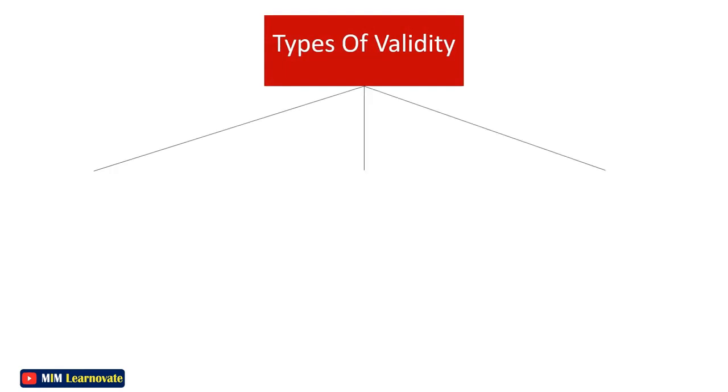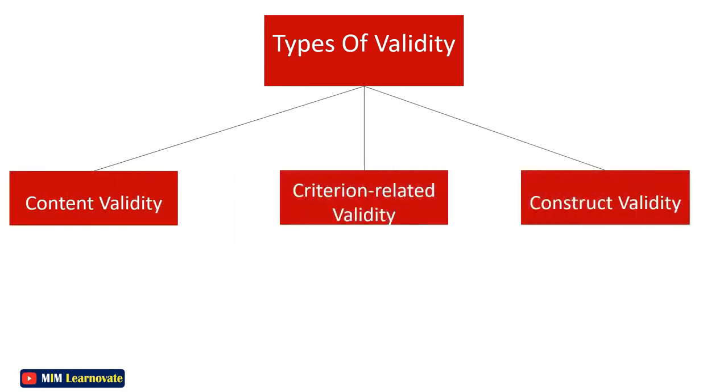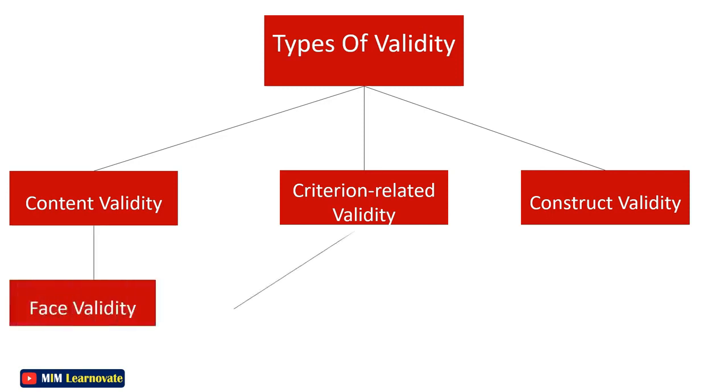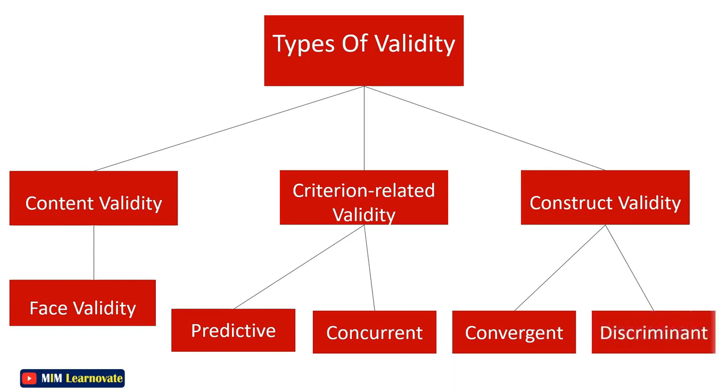Types of validity. There are three basic types of validity in research. These are content validity, criterion-related validity, and construct validity. Content validity can be further classified into face validity. Criterion-related validity can be further classified into predictive validity and concurrent validity. Construct validity can be further classified into convergent validity and discriminant validity. We will now look at each of these in some detail.